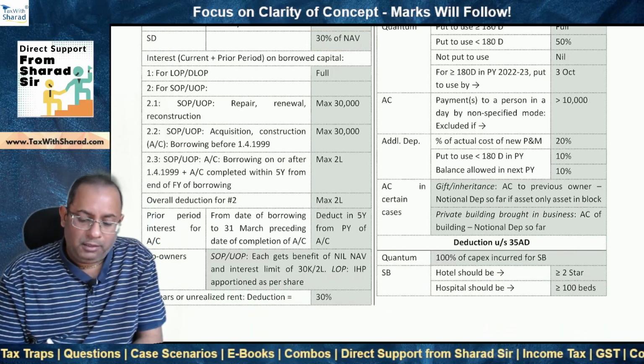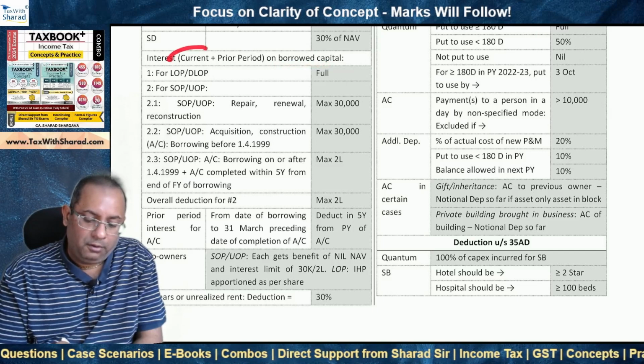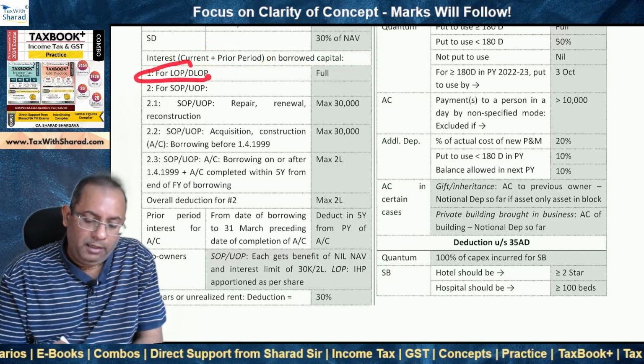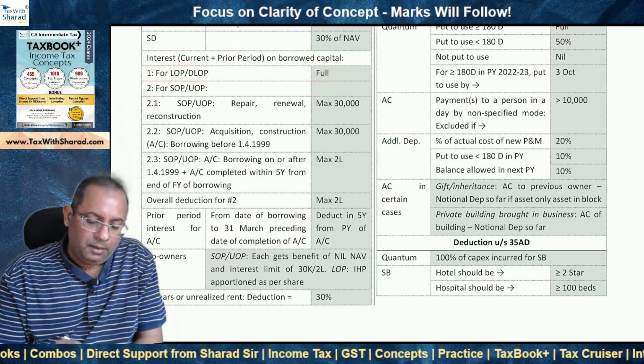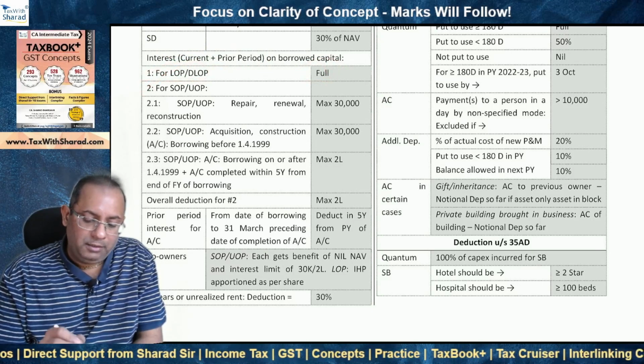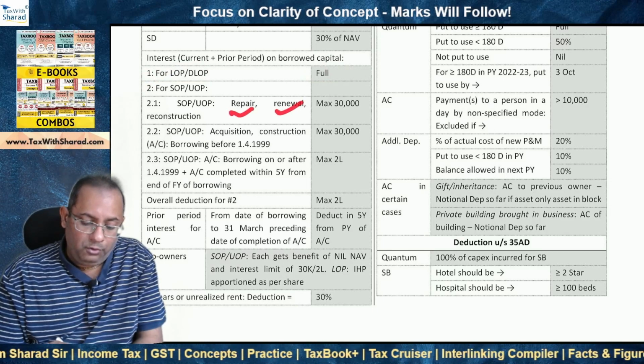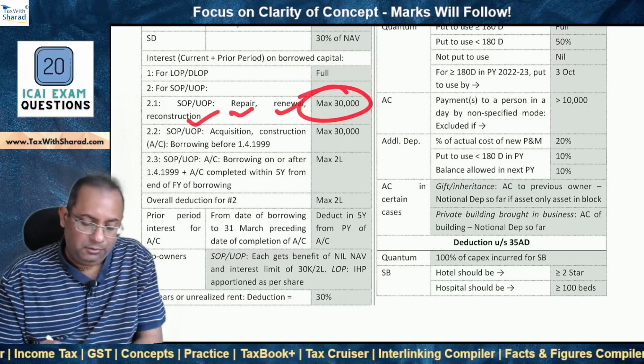Interest is deductible on borrowed capital, both for current year's interest and prior period interest. For LOP and DLOP, full interest is deductible. In case of SOP or UOP, there is a limit. Where it is a case of repair, renewal or reconstruction, the limit is a maximum of 30,000.